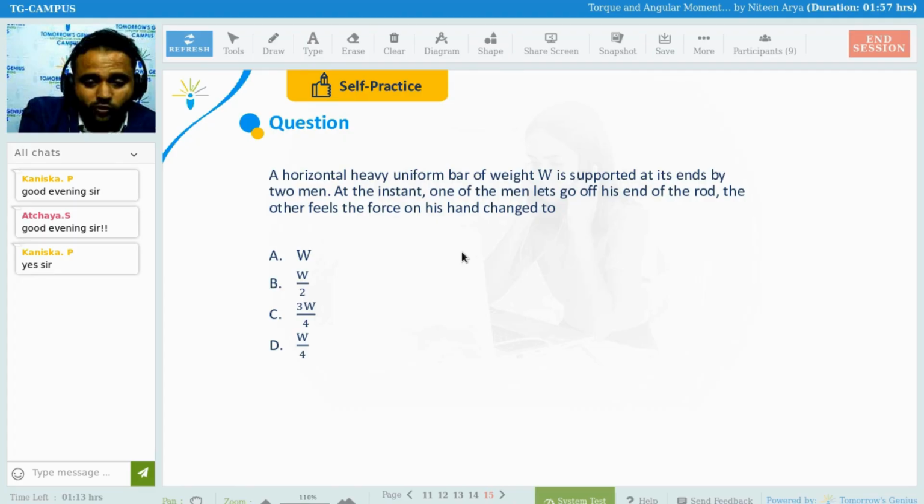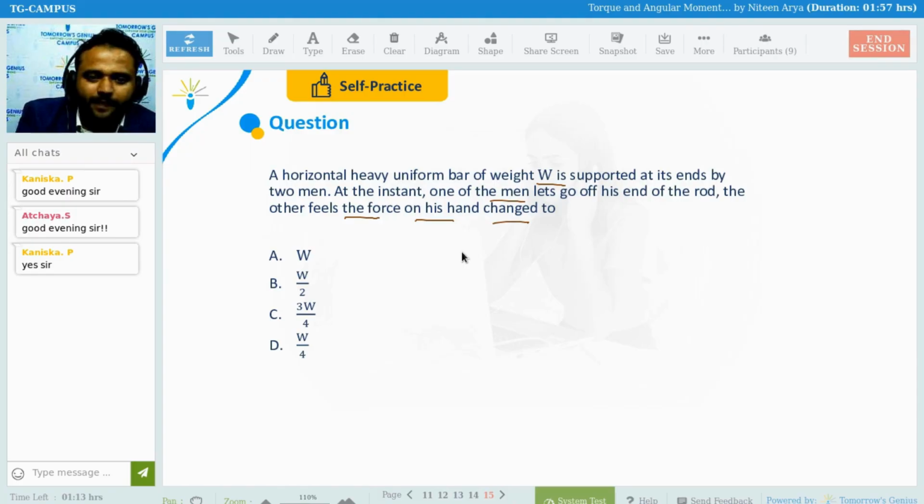A horizontal heavy uniform bar of weight W is supported at its ends by two men. At the instant one of the men lets go of his hand of the rod, the other feels the force on his hand change to. Okay, the toppling phenomena we learned, that is related to this question. I give you a little bit of a hint to understand.